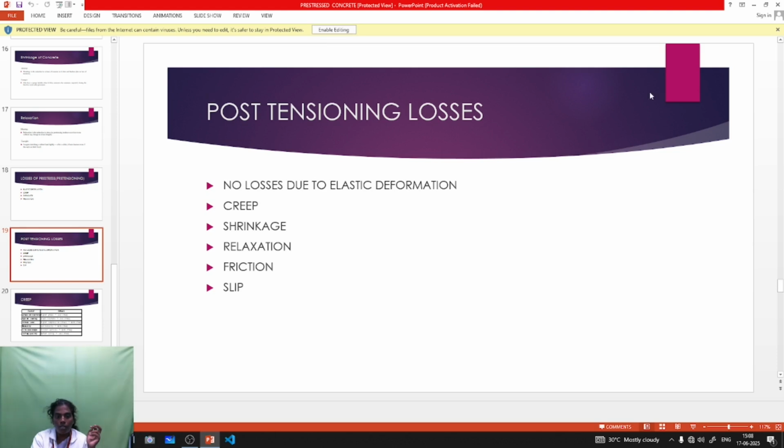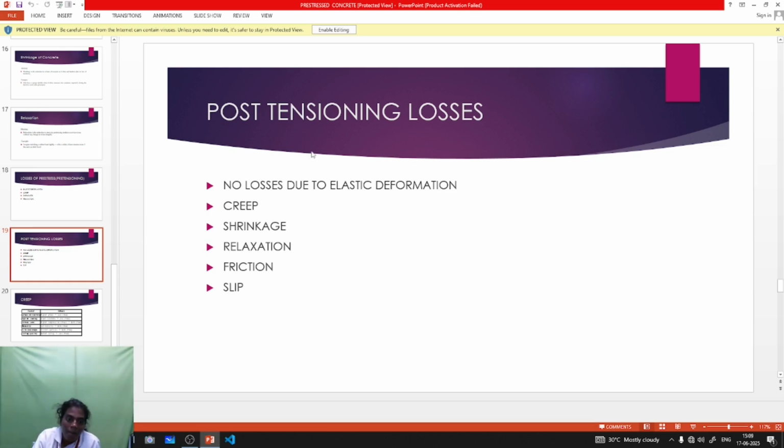Next are the post-tensioning losses. There is no loss due to elastic deformation. The steel is stressed after the concrete is hardened, using the jack through the cable, so elastic deformation does not occur. Only friction and anchorage slip losses occur. So post-tensioning has extra losses of friction and slip.